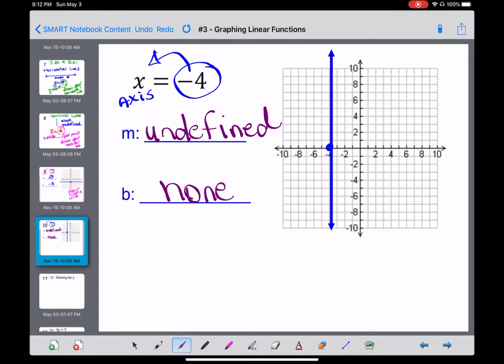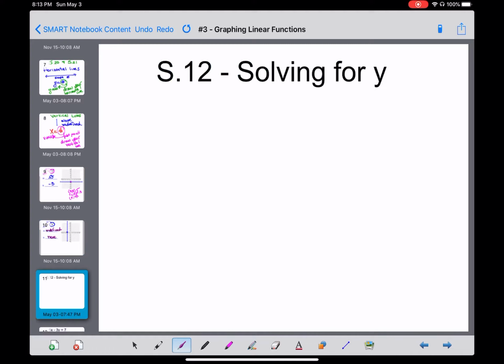Okay? Like I said, a lot of you were able to get it right away. There were a few of you that needed it. So here is one where everybody was going crazy. Okay? So now, solving for y. This is where some of you are having a lot of difficulty. Why? Because they're giving it to you in a different way. They're giving it to you like this.